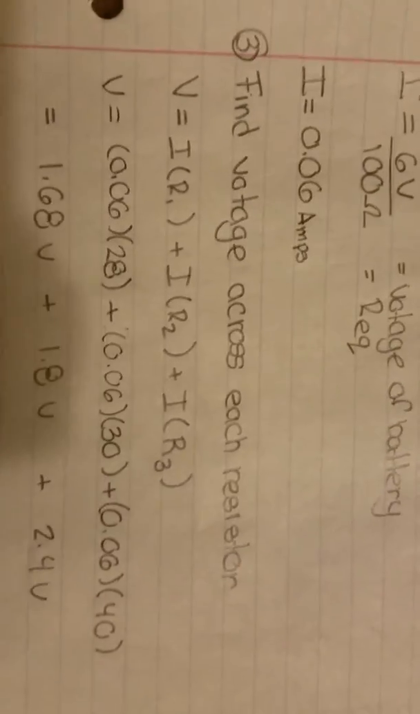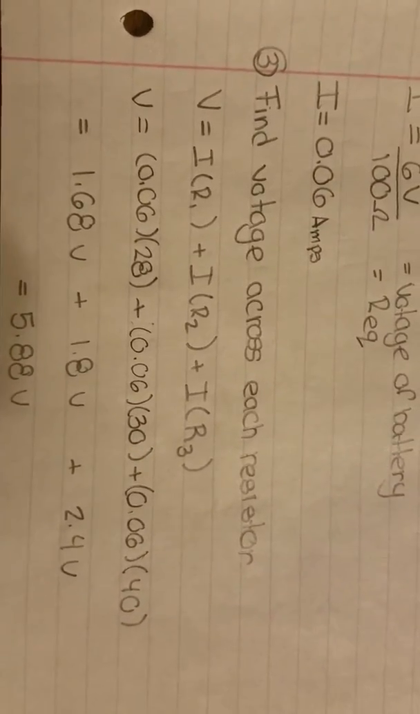The second step is to solve for the current. The formula for current is I is equal to voltage over resistance. So I is equal to 6 volts over 100 ohms, which gives you 0.06 amps. The third step is to find the voltage across each independent resistor.